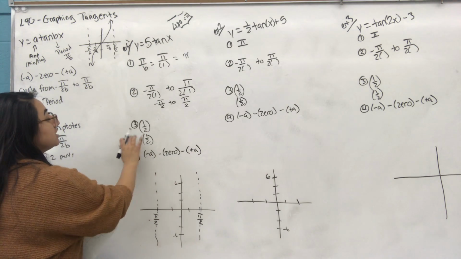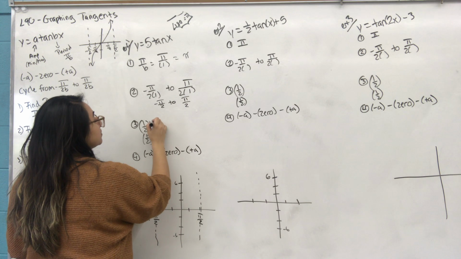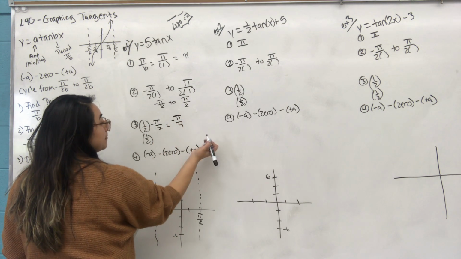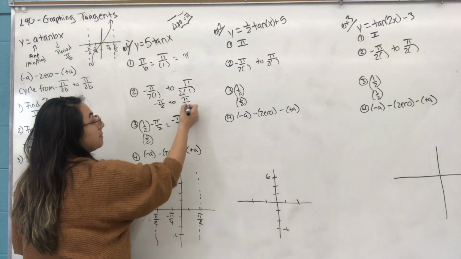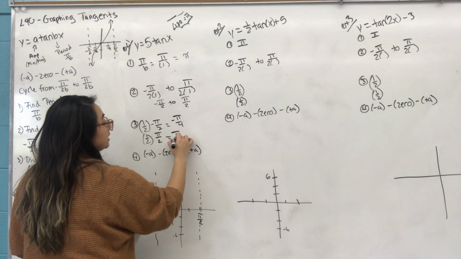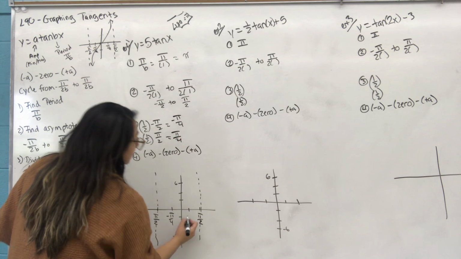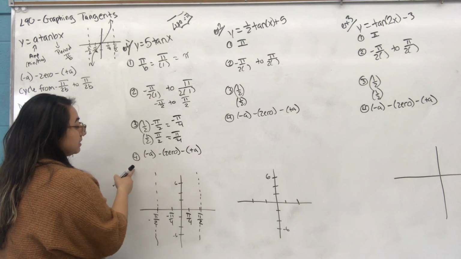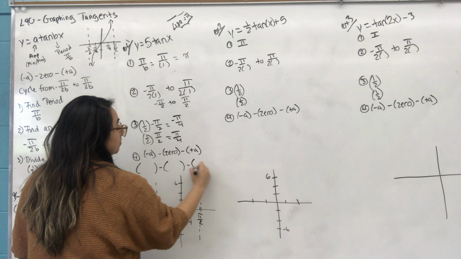Next one, we divide those asymptotes into 2 parts. So negative π over 2 times 1/2, I get negative π over 4. That's going to be right here, negative π over 4. I do the same thing with the positive π. So π over 2 times 1/2 is positive π over 4. 2 times 2 is 4. And then you have that. Last step is you have your negative A, you have your 0, 0, and then you have your positive A.